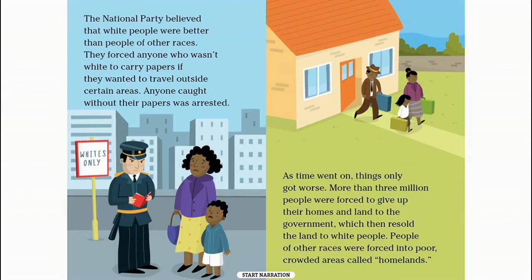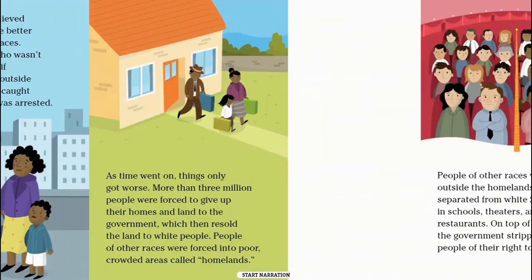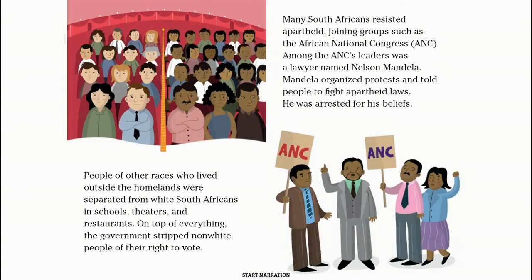That land was resold to white people, and people of other races were forced into poor, crowded areas called homelands, where there wasn't enough room for people to have their own space, and there wasn't enough food or enough resources. People of other races who lived outside the homelands were separated from white South Africans. They had to sit somewhere else, in schools, in theaters, in restaurants, and that's not fair either.